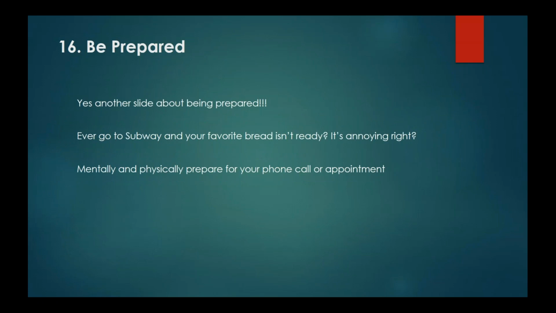And again, about being prepared. Just kind of a dumb anecdote on here. If you ever go to Subway and your favorite bread isn't ready, it's kind of annoying. So same thing, when you got that in your mind, you're like, oh, I'm going to go to Subway and get this Italian cheese bread, and I'm going to get this sub, and then you get there and they don't have any. So you're just disappointed.